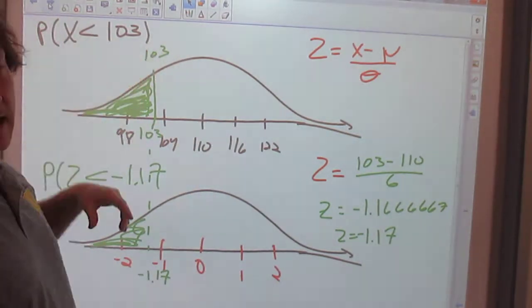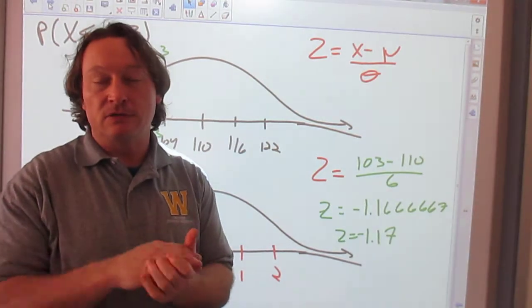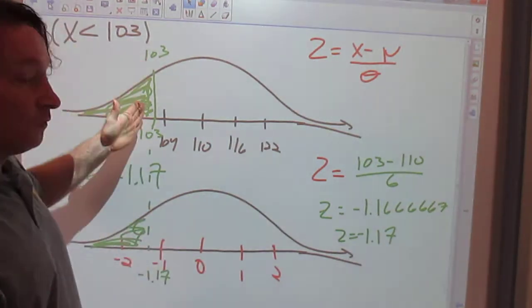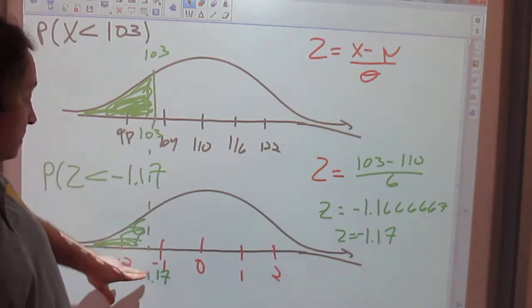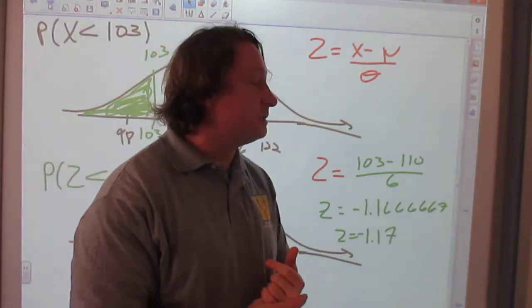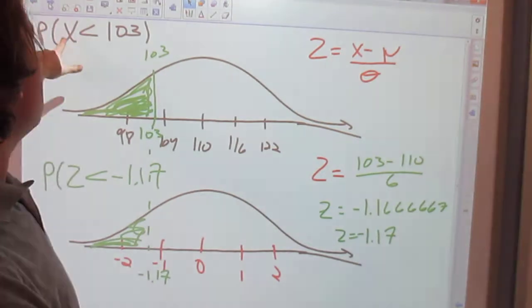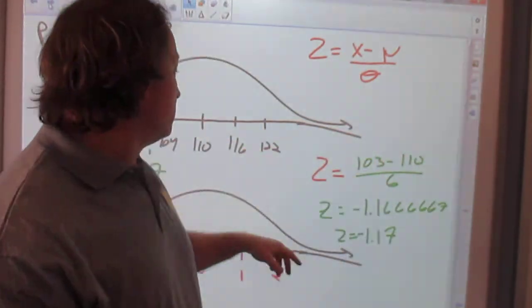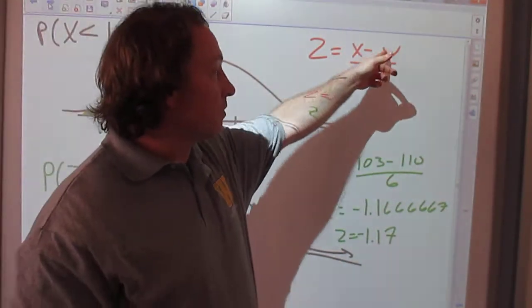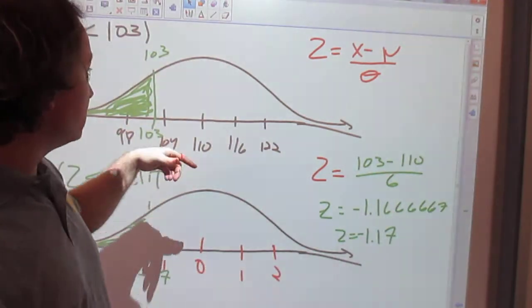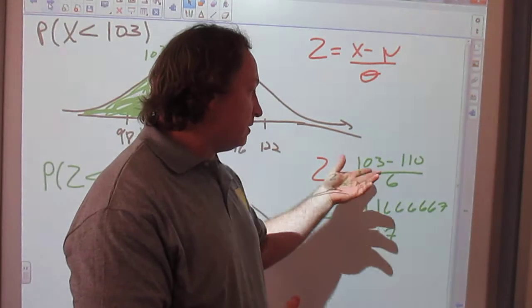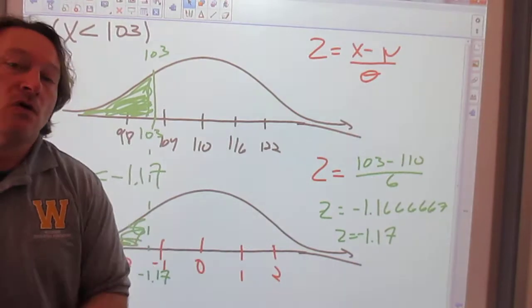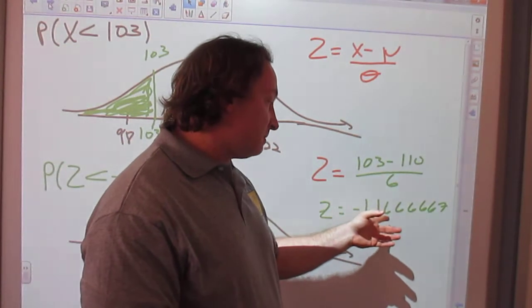In order to do this, though, we cannot find the area to the left of that because we need to look in the z-chart. The z-chart is when we have a mean of 0 and a standard deviation of 1. So we need to transform the 103 into a z. We do that by doing z equals x minus the mean over the standard deviation. X is represented in your probability statement, so x will be 103. The mean is mu at 110, and the standard deviation is 6. So 103 minus 110 over 6 gives negative 1.166666667 forever.